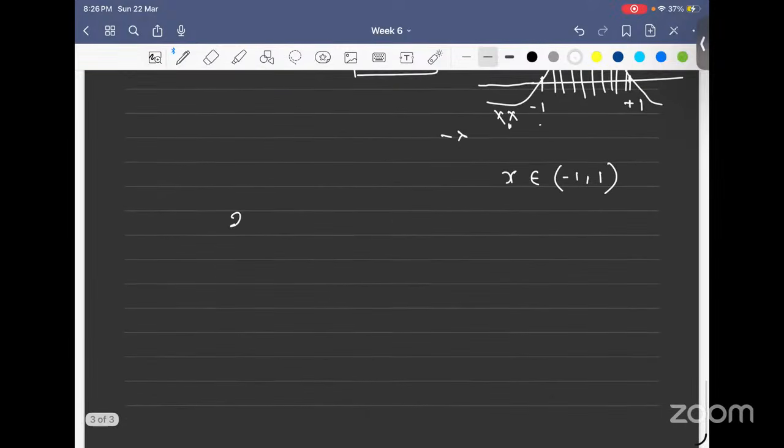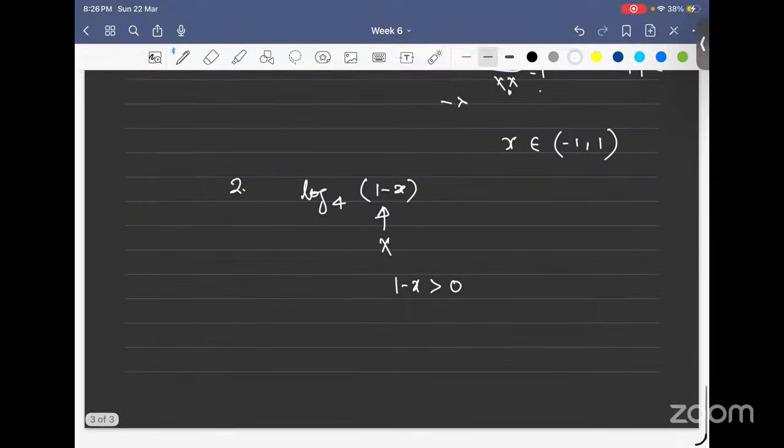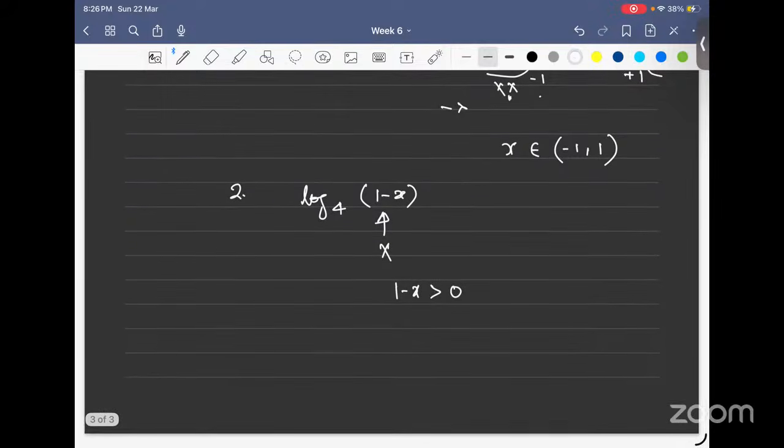So let's, for example, if you have a function logarithm of 1 minus x. What is the domain for this function? Consider this as a capital X, right? So 1 minus x should be greater than 0. So that means x is less than 1, right?